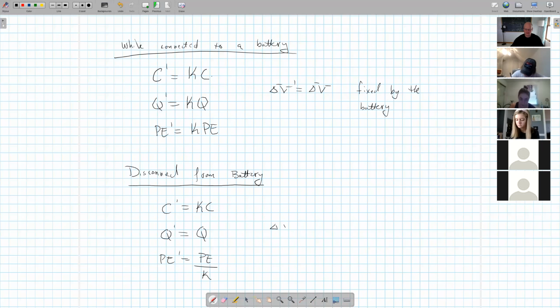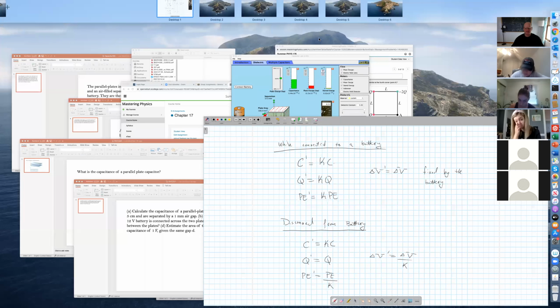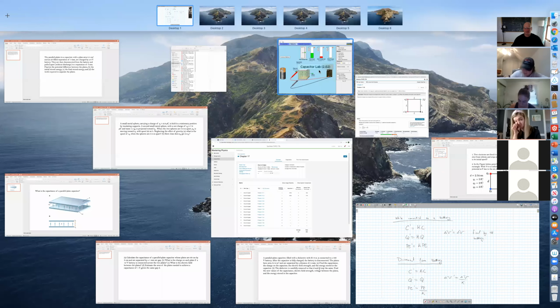And the potential also decreases by an amount of the dielectric constant. Okay. So this is what happens when we insert it while it is disconnected from the battery. Good. Now, the reason that the charge stays the same is, so let's look at what's happening.